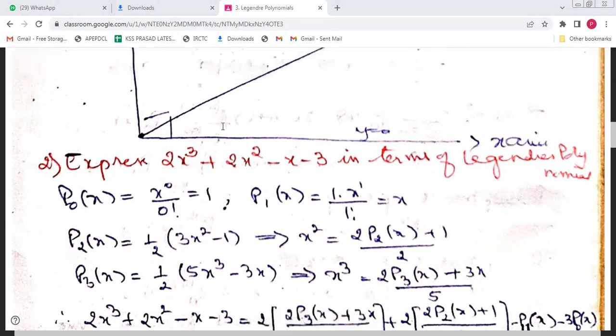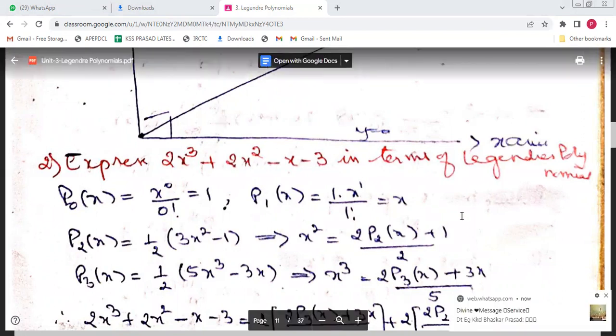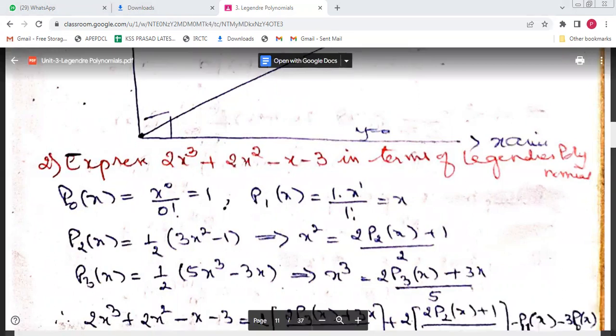Express 2x cube plus 2x square minus x minus 3 in terms of Legendre's polynomials. Now P naught of x equal to x power 0 by 0 factorial, that is equal to 1. So 1 we can write as P naught of x. Now what is P1 of x? We know that that is equal to x. So wherever x appears, we can replace x by P1 of x.